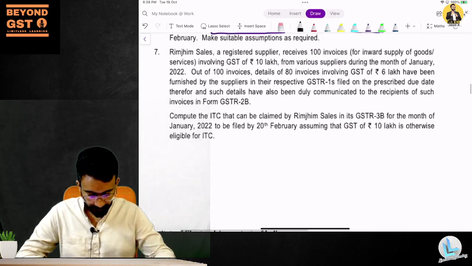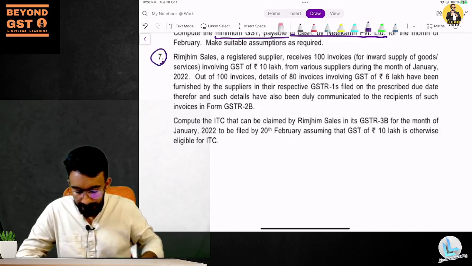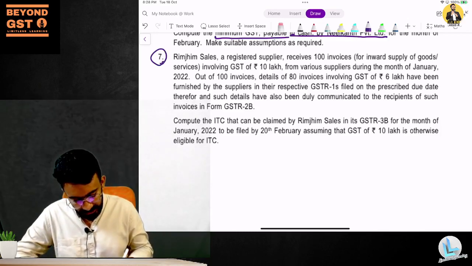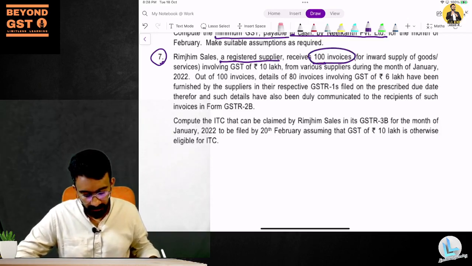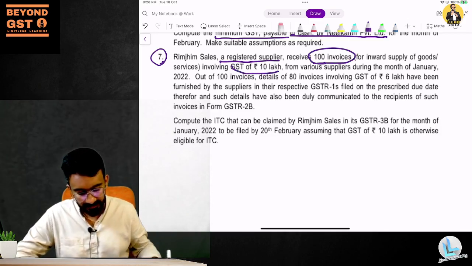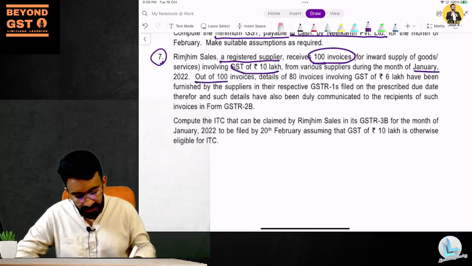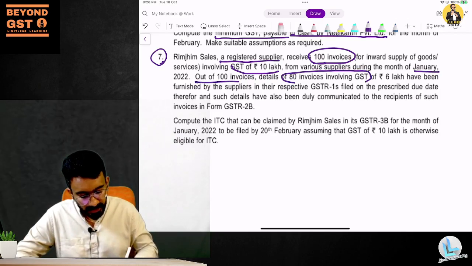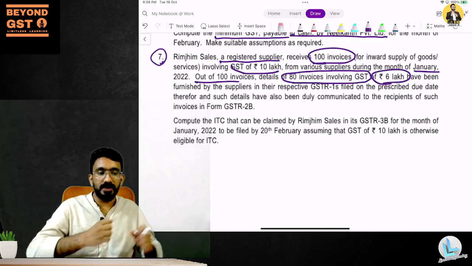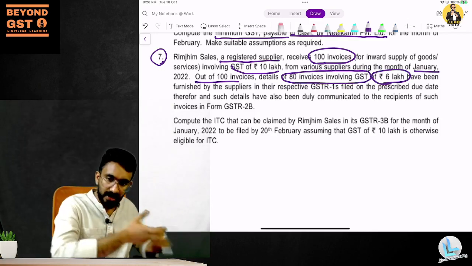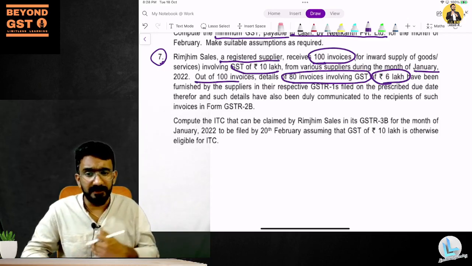Question 7. All very simple, straightforward, but amendment related understanding. Ringim Sales, a registered supplier, receives 100 invoices for inward supply of goods or services involving GST of 10 lakh from various suppliers during the month of January. Out of 100 invoices, 80 invoices involve GST of 6 lakh. I had 100 invoices of purchases, multiple purchases I make. I get invoices from all the 100 people.